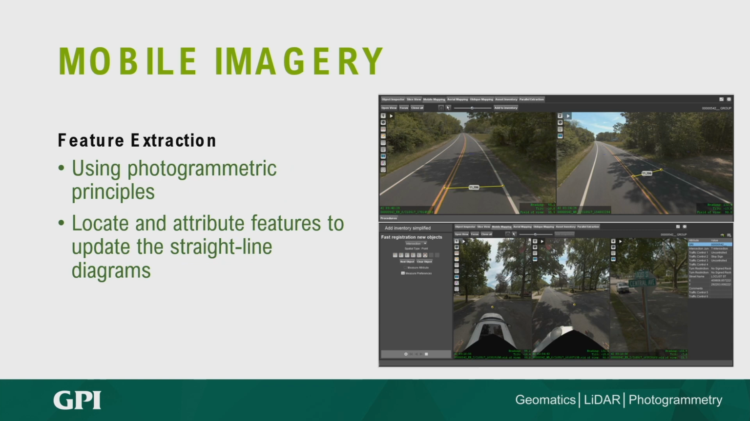I mentioned using the imagery to collect features. This is an example from the New Jersey project. So it's actually taking 2 pictures taken in 2 different points and then using that to triangulate the road width here. So in this example, they're measuring the lane width, and then that's going to go into the database.